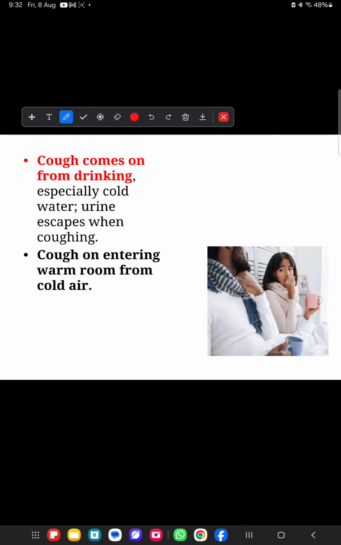And for cough on entering a warm room from cold air: the patient comes from outside where it is cold, enters the warm room, and starts coughing, coughing, coughing. Then we can think of this medicine. Veratrum album is the medicine. You can see in the pictures.